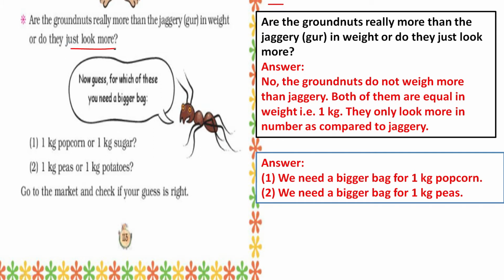Now guess for which of these you need a bigger bag. For example, 1 kilogram of popcorn or 1 kilogram of sugar. So 1 kilogram of popcorn needs a very big bag. 1 kilogram of beans or 1 kilogram of potato. 1 kilogram of potatoes needs a very big bag. Go to the market and check if your guess is right.